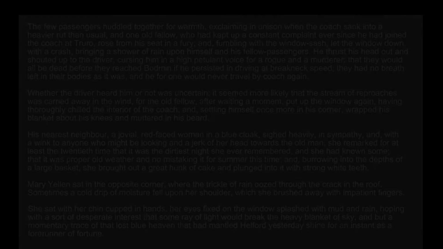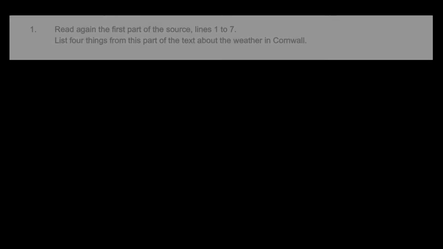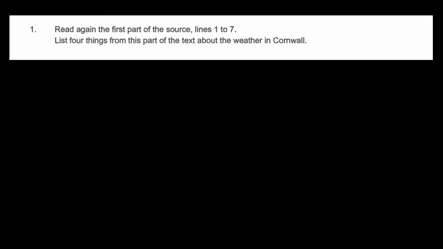Question 1. Read again the first part of the source, lines 1 to 7. List 4 things from this part of the text about the weather in Cornwall. This question is worth 4 marks. This is the warm-up question, and it should be relatively straightforward to get full marks on it, although mistakes can be made if you're not careful.